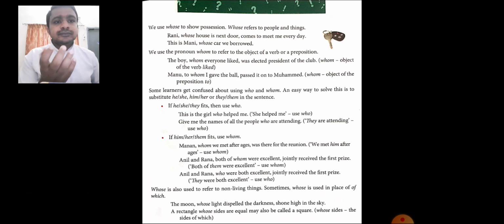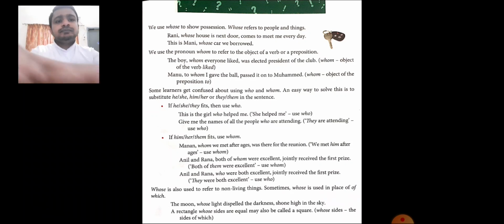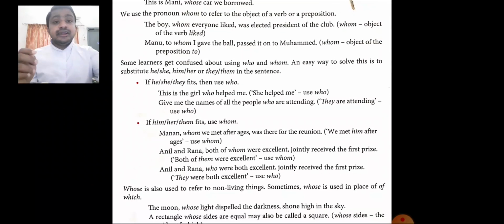Now, whom. We use whom to refer to the object of a verb or a preposition. The boy whom everyone liked was elected president of the club. There, whom is being used as the object of the verb liked, whom everyone liked. Or Manu, to whom I gave the ball, passed it on to Muhammad. Whom is being used as an object of the preposition to.